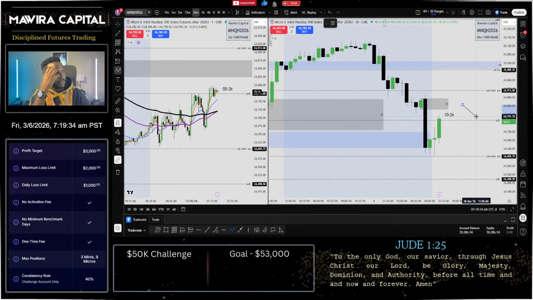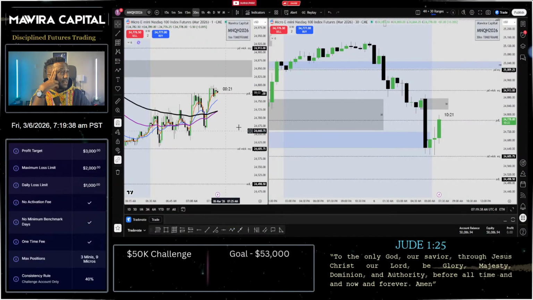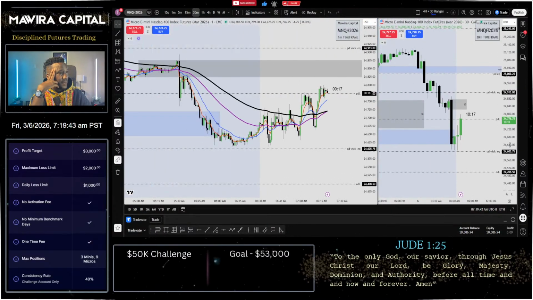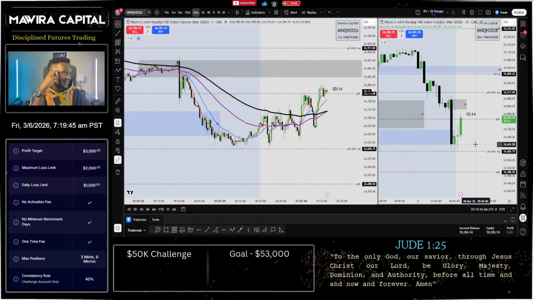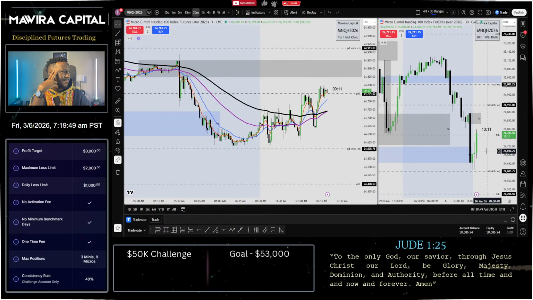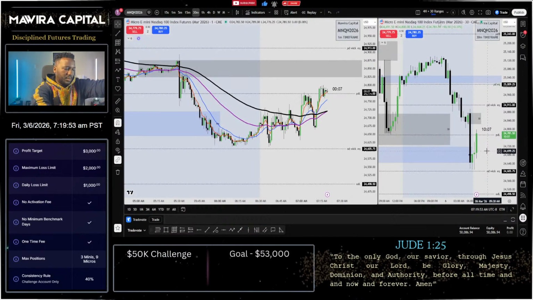I need to see a setup form before 9. If no setup forms, then maybe I might come in and trade at 11. Might, or just call it a day. And I think I need to grab my phone now. Should be good.